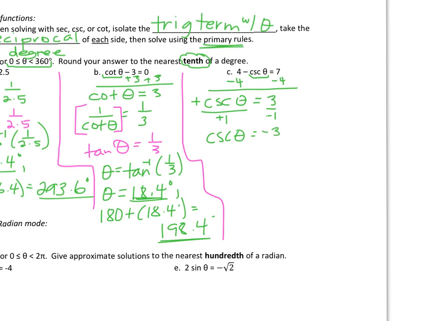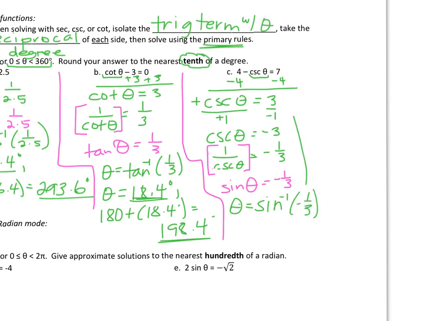Step 2, take the reciprocal of each side. 1 over cosecant theta equals -1 over 3. One final round of reciprocals. Sorry about that. We want that color to be bolder. Here we go. 1 over cosecant theta is the reciprocal identity for sine theta. And we have -1/3. All right, let's take that inverse. Theta equals sine inverse of -1/3.